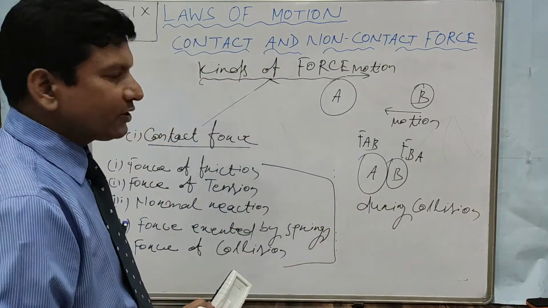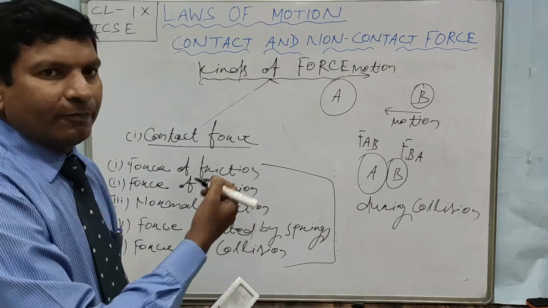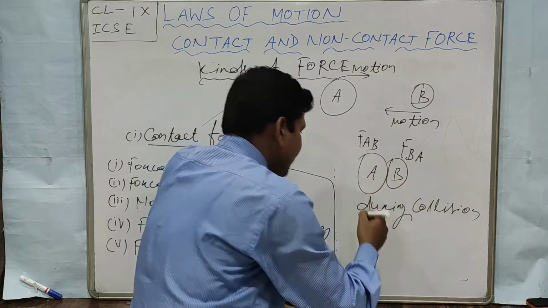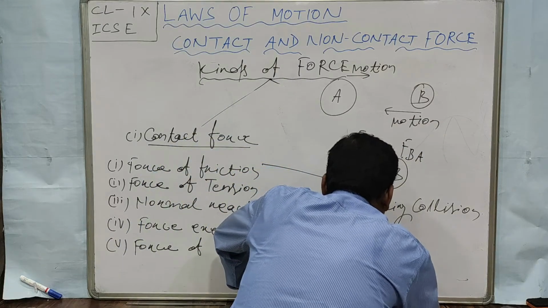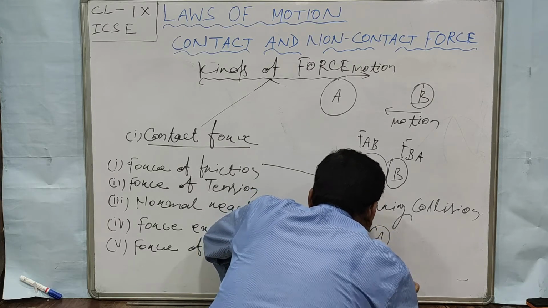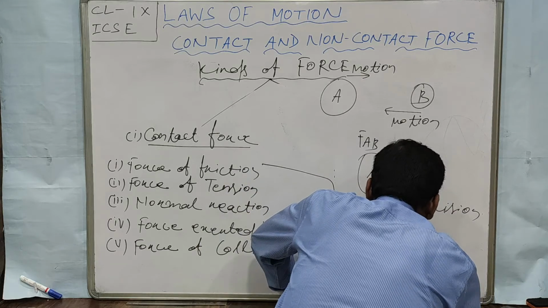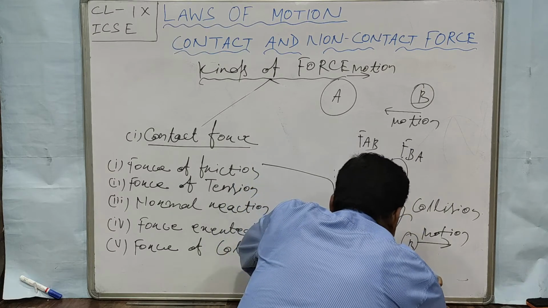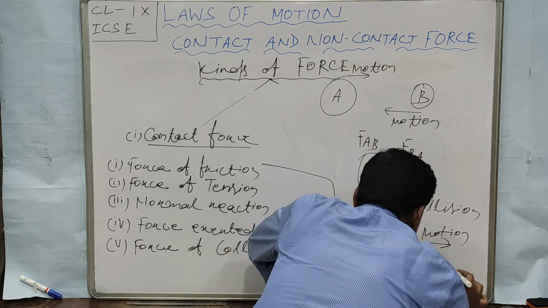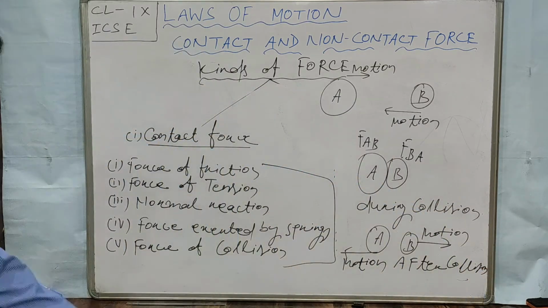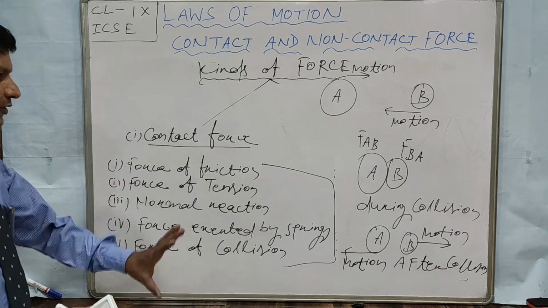Due to this reason, both bodies will move in the opposite direction. This is during the collision. Now after collision, body A will move along this direction, this is the motion of body A, and body B will move along this direction. This is after collision. So this is the force of collision between the bodies, and this is all about contact force.